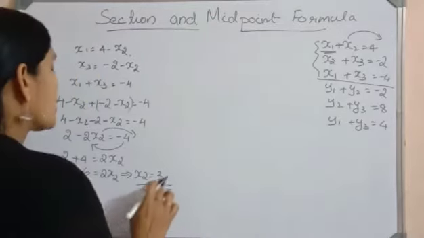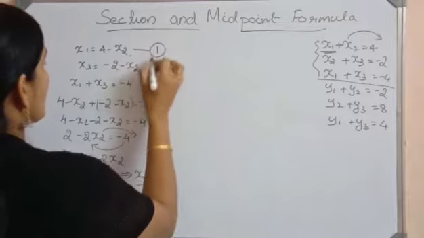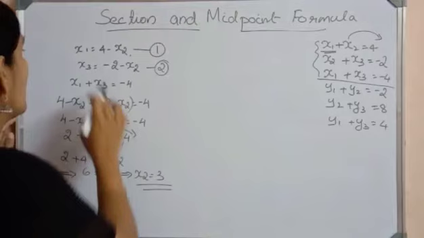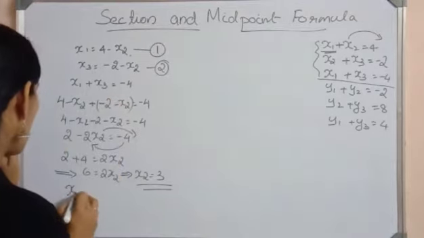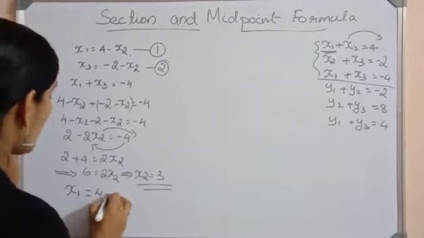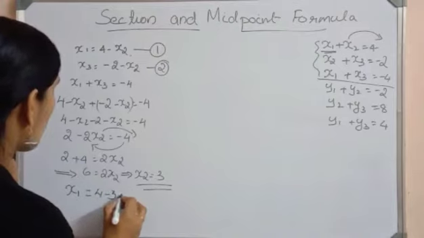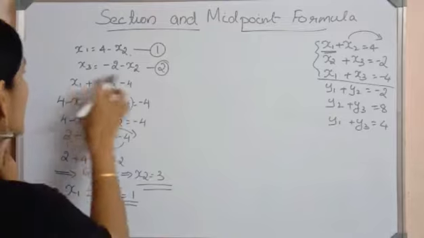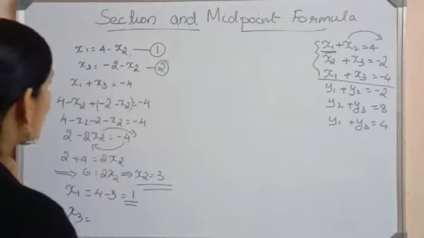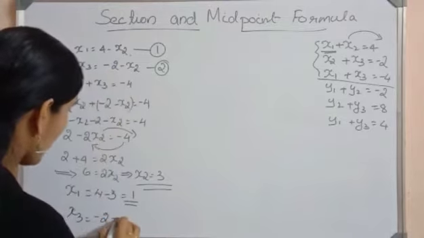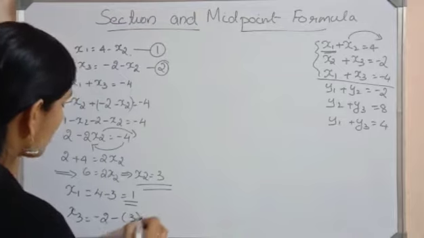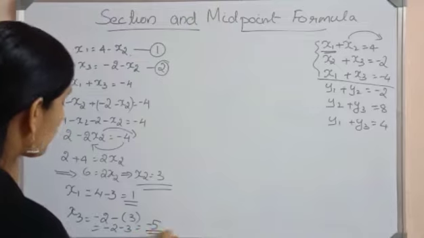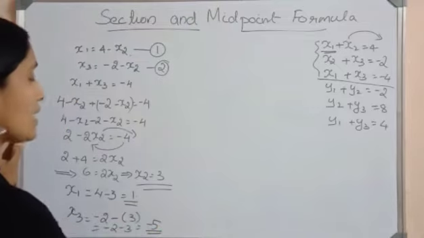Now let's substitute this value in the first as well as the second equation to get the values of x1 and x3. From the first equation, x1 is equal to 4 minus x2. x2 is 3, so 4 minus 3 is equal to 1. And from the second equation, x3 is -2 minus x2, which is -2 minus 3, equal to -5. So we got the values of x1, x2 as well as x3.